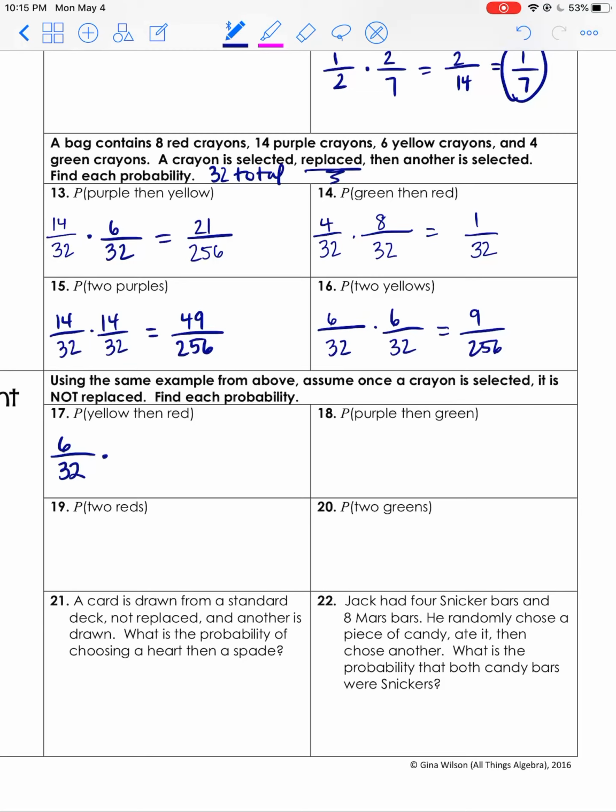right? But then what's the probability that you select a red? Well, there are 8 crayons, but there's not 32 crayons. There's only 31 crayons, which increases the probability that you're going to select a red, right? Because there's less to choose from. That's where that 31 comes from. All right, so multiply, simplify, 3 out of 62.